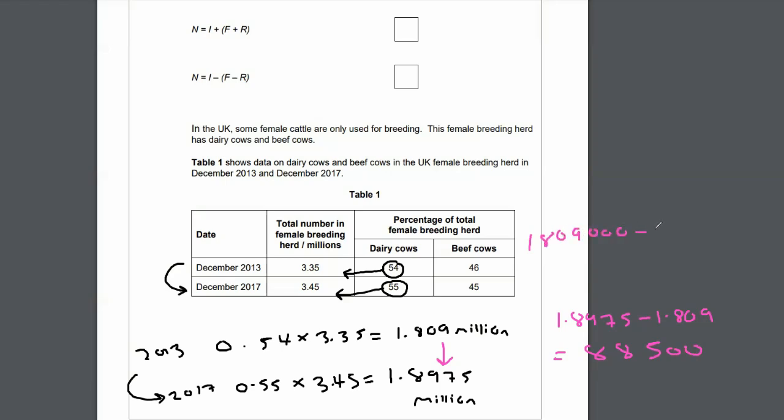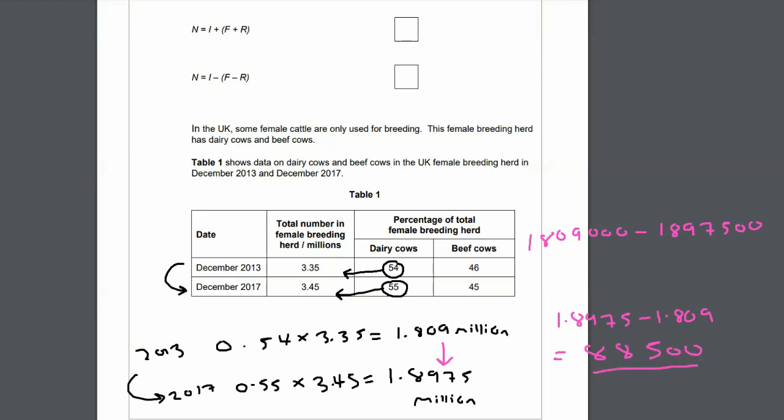So it's really 1809000, and we want to do 1897500. Although I need to put that the other way around. Never mind. Anyway, you get the idea. Take the big number and take the small number away from the big number, and you'll get 88,500.